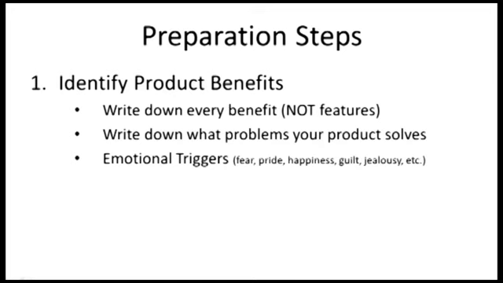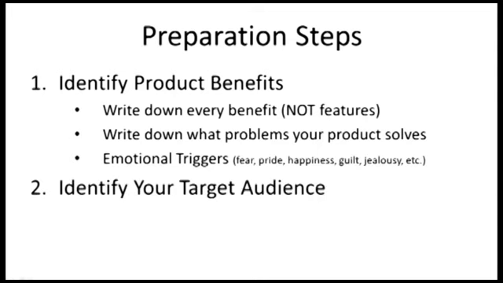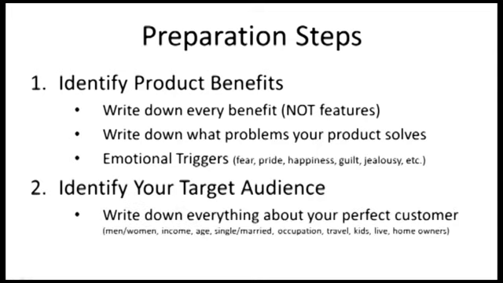So identify your product benefits, what emotional triggers and what problems that product solves. Write down every single one of those you can think of. Then step 2 is you need to identify your target audience. I want you to write down everything you can think of about your perfect customer.